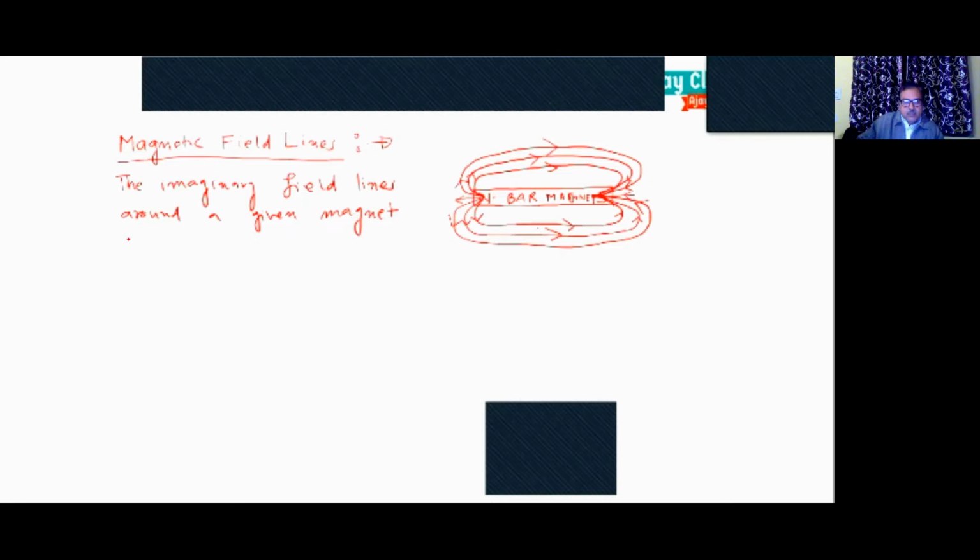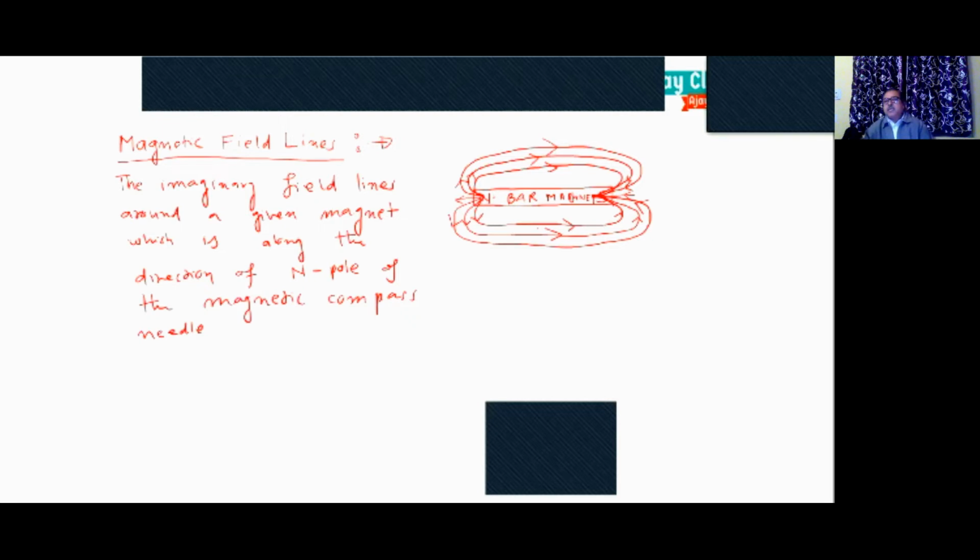which is along the direction of the north pole of the magnetic compass needle.